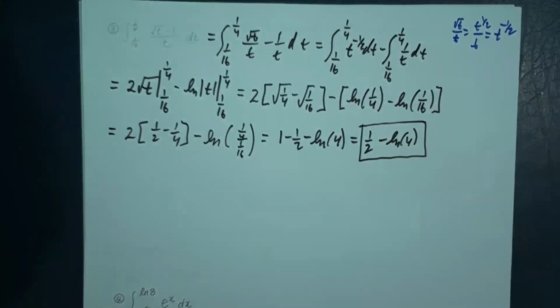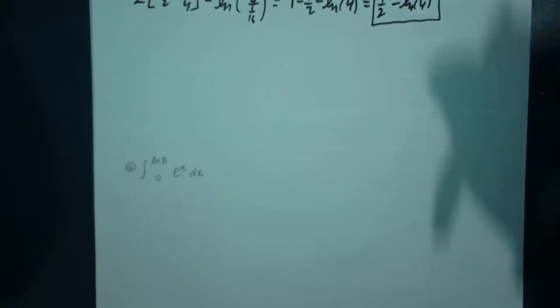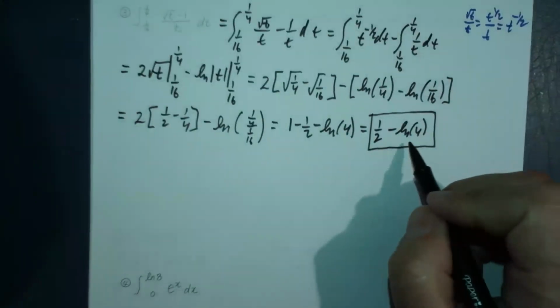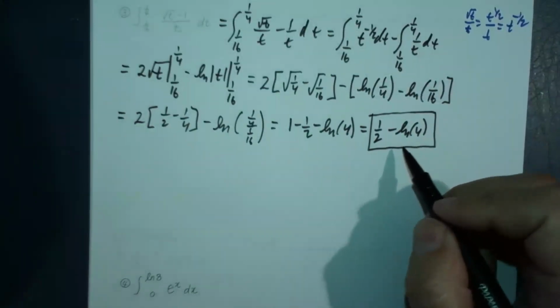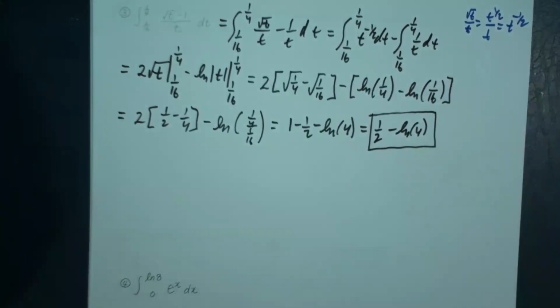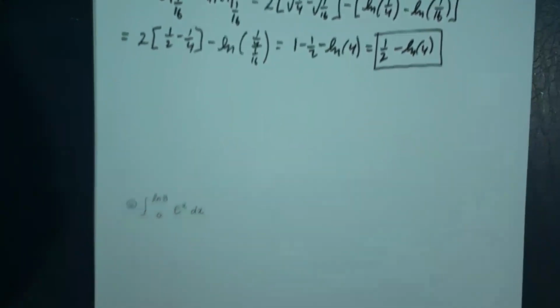Nothing too fancy. Remember, 1/2 minus ln of 4, that's just some crazy decimal number. So there's no functions left when you have a definite integral, meaning you have boundaries on your integral. Also notice no plus c, because the c's actually cancel because you're subtracting.